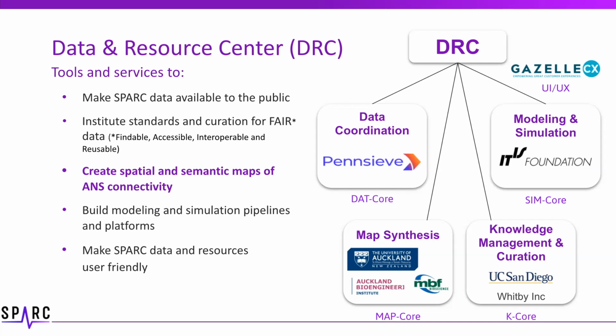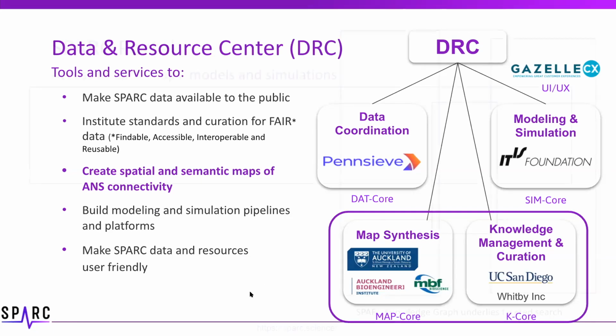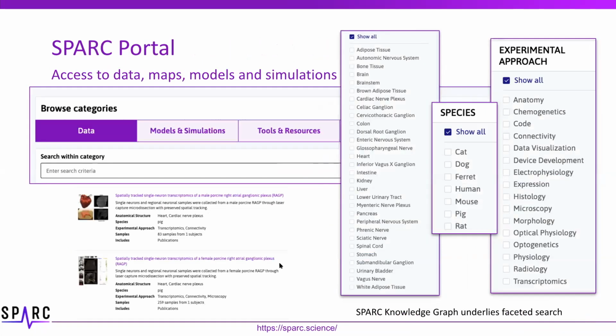And finally, the Sim Core, which provides a modeling and simulation platform that is available for researchers to work with SPARC data in order to address some of these questions that are involved in neuromodulation therapies. So I'm going to be talking today mostly about the work that is going on between K-Core in the area of knowledge management of connectivity information and the Map Core, which is taking this and building dynamic maps of ANS circuitry.